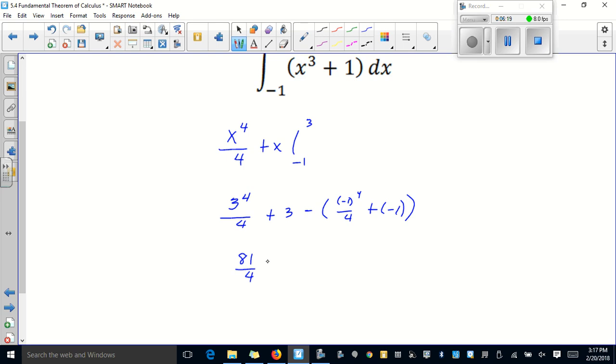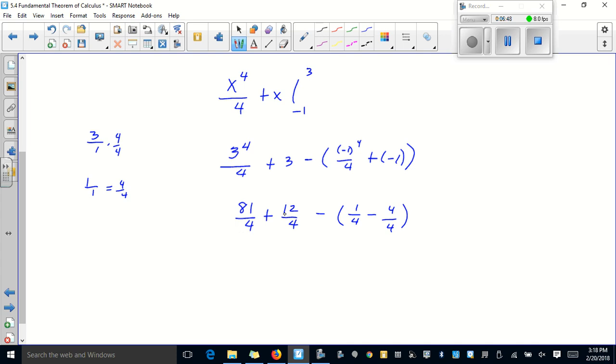Minus 1, but 1 over 1 is the same as 4 over 4. And I'm doing this so I can quickly do my math. So 81 plus 12 is going to give me 93 over 4, minus, and these two together are going to give me -3/4. And two negatives make a positive. So that gives me 96 over 4, which is 24. So we get 24 for that answer.